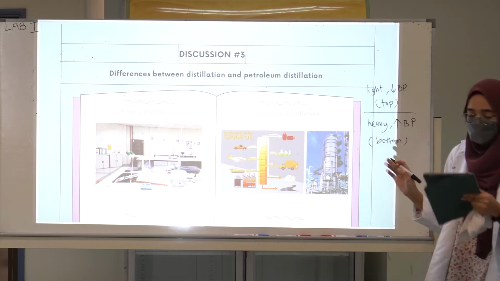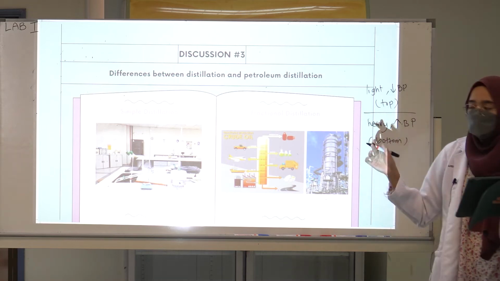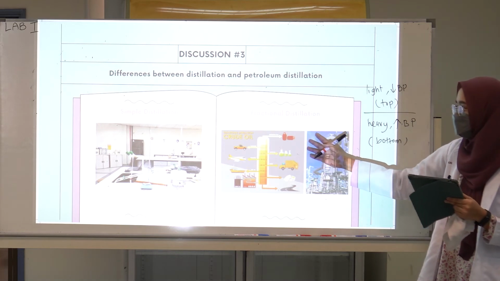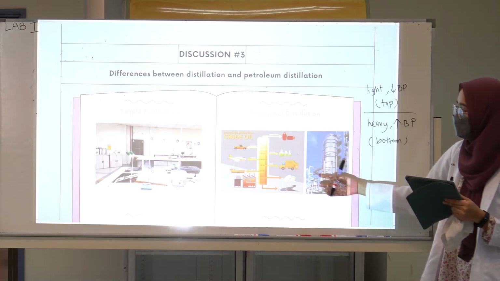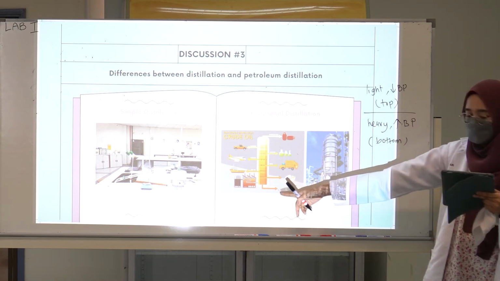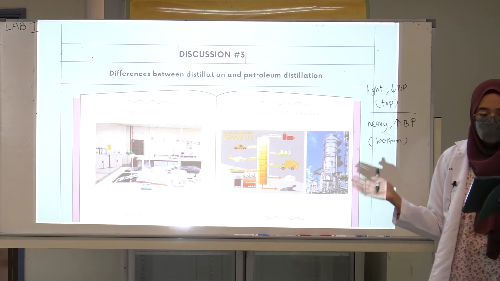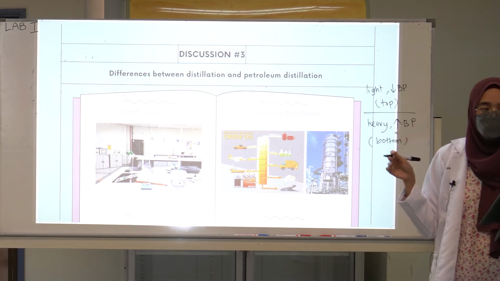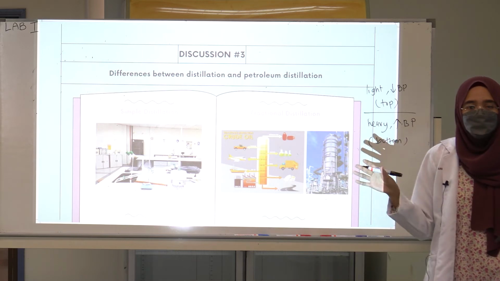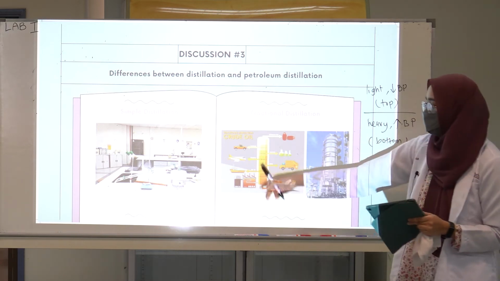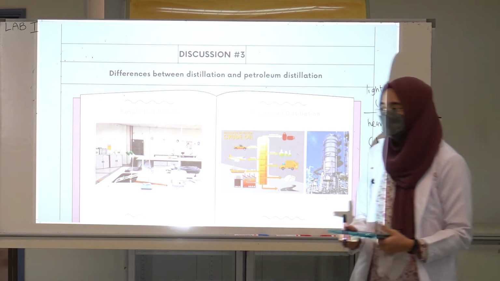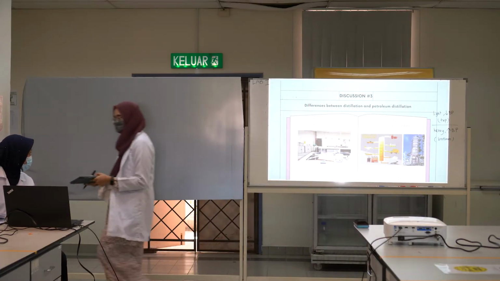In more appropriate terms, in fractional distillation the crude oil is heated to a temperature at which one or more fractions of the mixture will vaporize, just like how I explained just now. You just heat them up and then collect them based on the stages of fraction. Okay, so that's it.